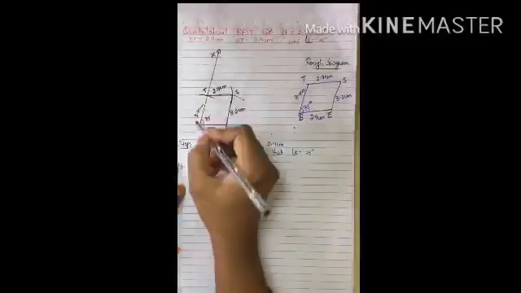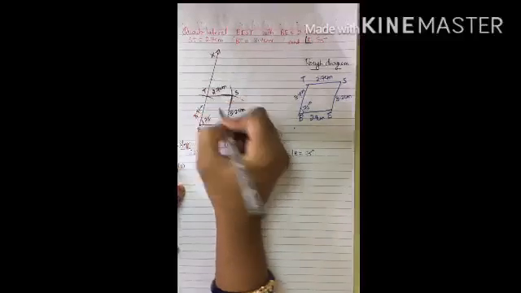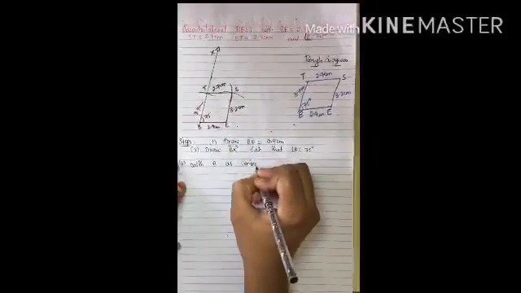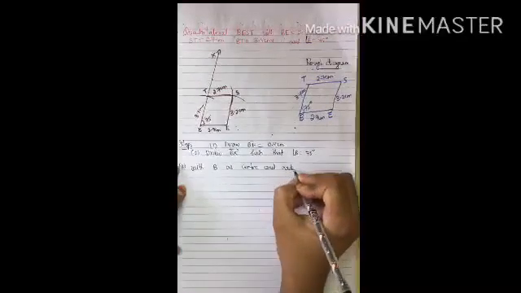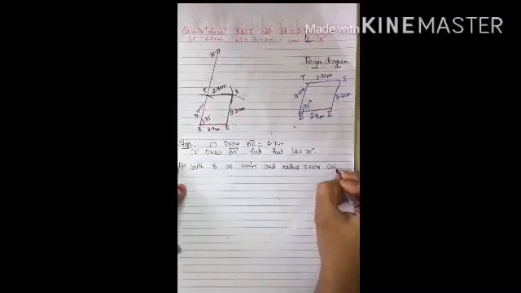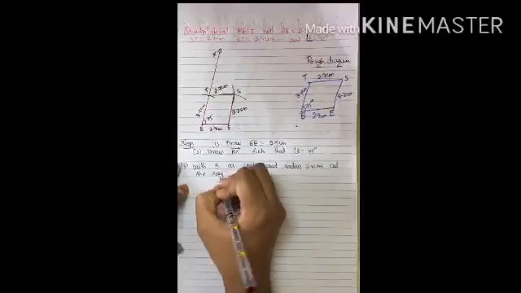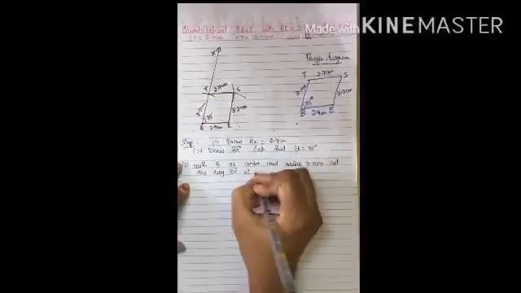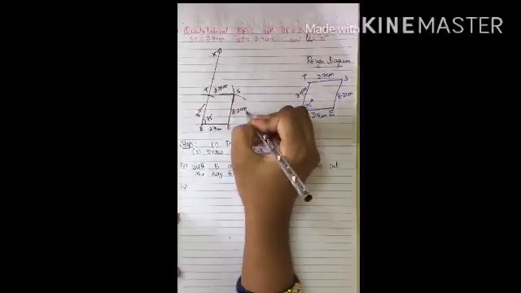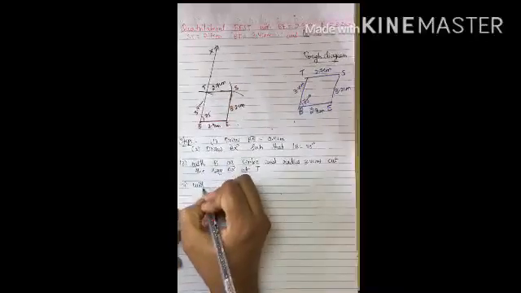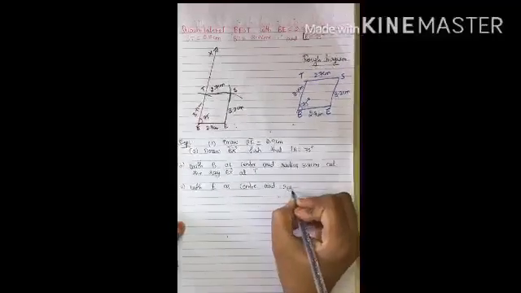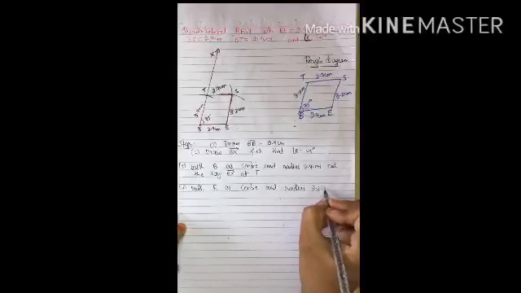Next, what you have done? With B as center and radius 3.4 centimeters, cut the ray BX at T. Right? Next, what you have done? With E as center and radius 3.2 centimeters, draw an arc.